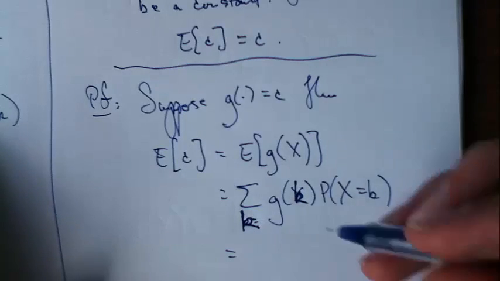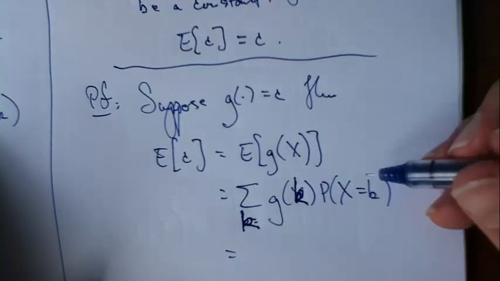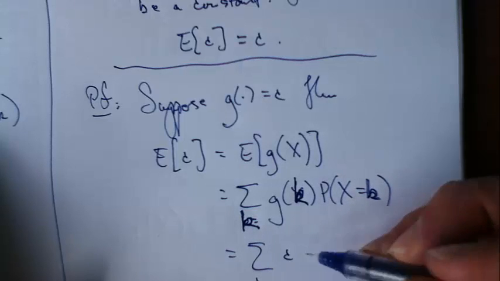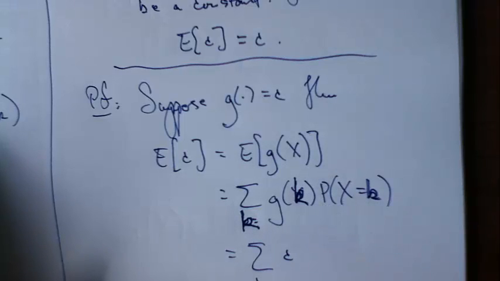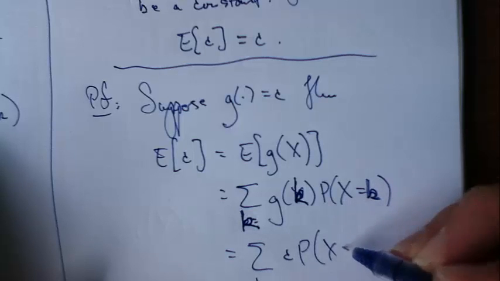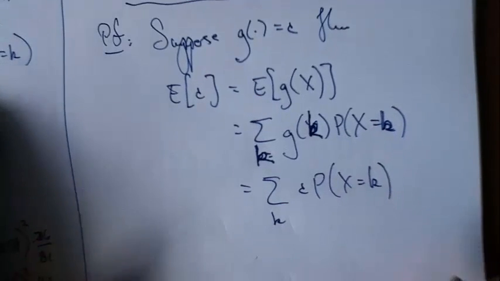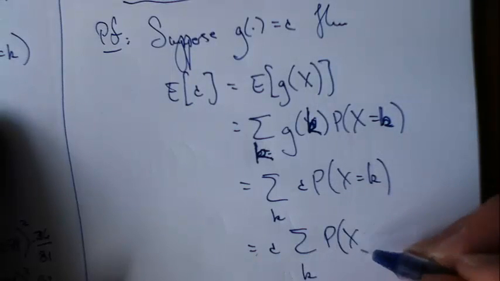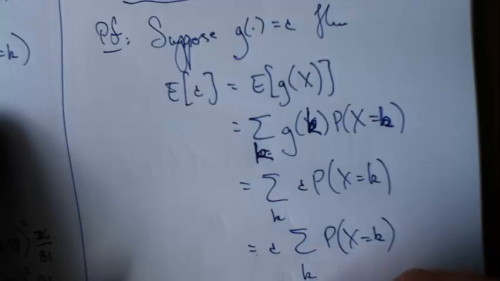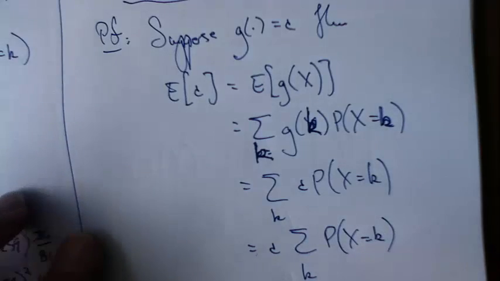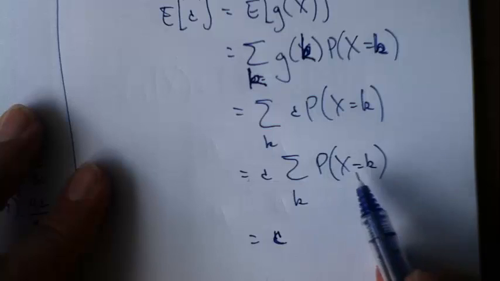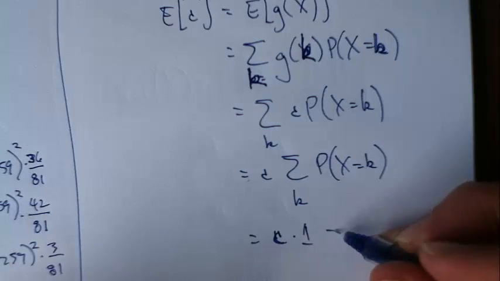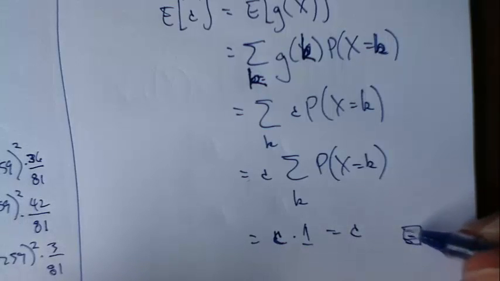Now, this thing is a constant, right? So it's c times the probability that x equals k. I know that I can factor that c out. This is c times the sum. And then finally, I think we have a probability axiom that says that the sum of all the probabilities of these disjoint events has to be 1. And so it's c. And there we go. Good job, guys, gals.